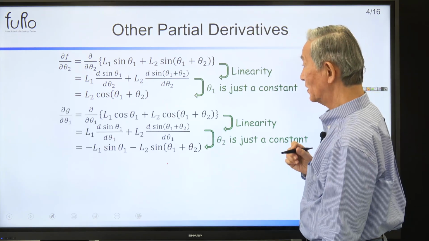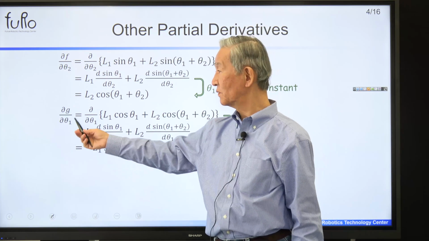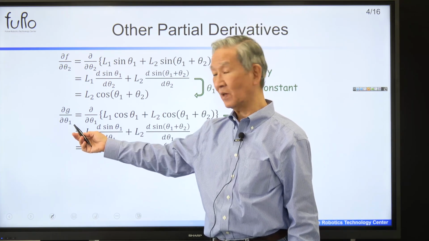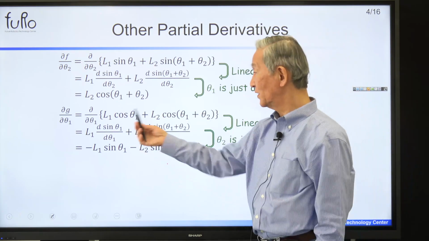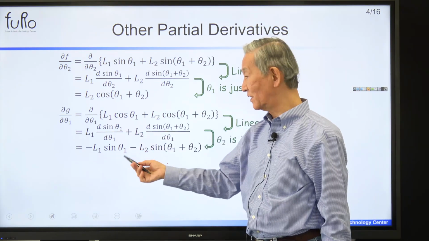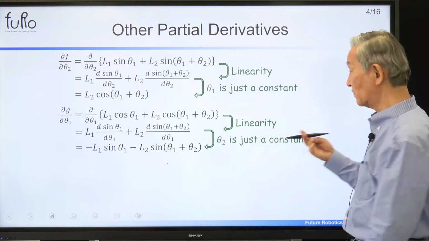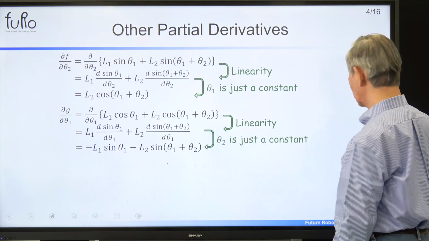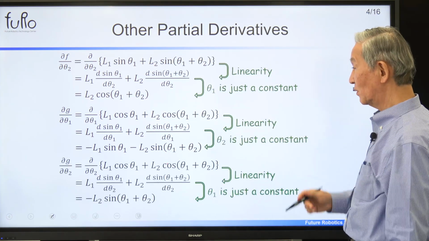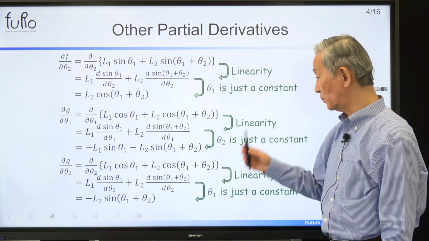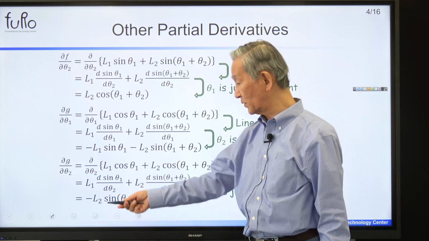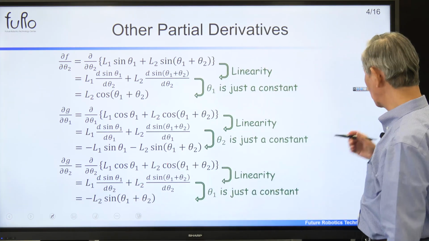All right, how about the other one? y2 differentiated by theta 1 partially. Exactly the same thing we do: linearity, change the partial symbol to d and perform the regular differentiation. Okay, final one: the partial of g over theta 2, pretty much the same thing. Theta 1 drops out, and that's all we have.